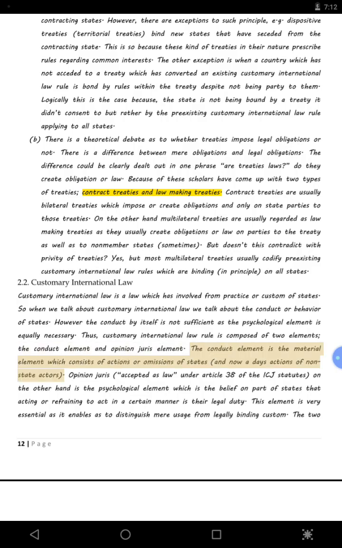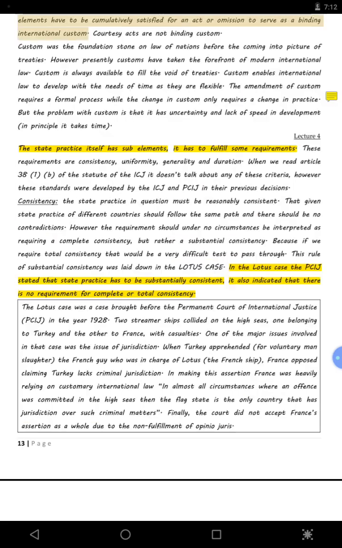The conduct element is the material element which consists of actions or omissions of states, and nowadays actions of non-state actors. Opinio juris, accepted as law, under Article 38 of the ICJ Statute, on the other hand is the psychological element which is the belief on the part of states that acting or refraining to act in a certain manner is their legal duty. This element is very essential as it enables us to distinguish mere usage from legally binding custom. The two elements have to be cumulatively satisfied for an act or omission to serve as a binding international custom. Courtesy acts are not binding custom.